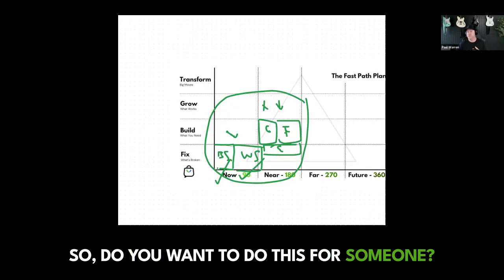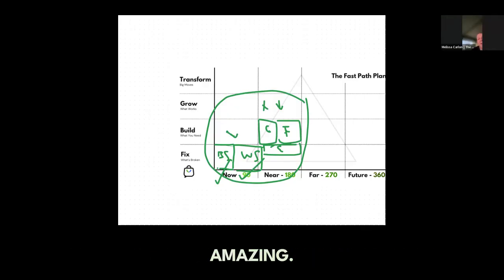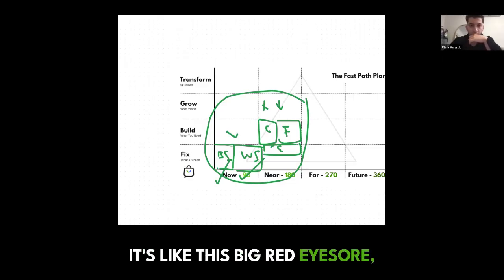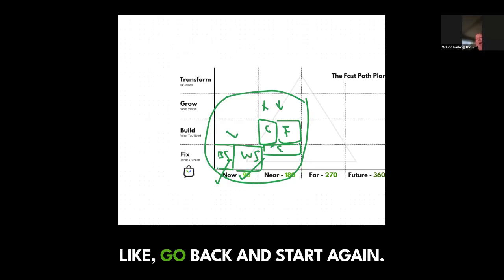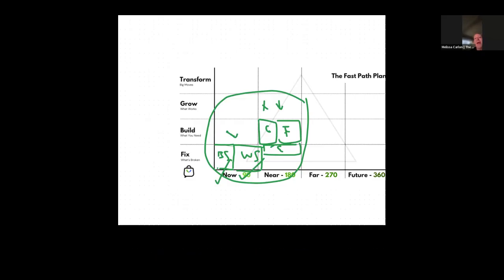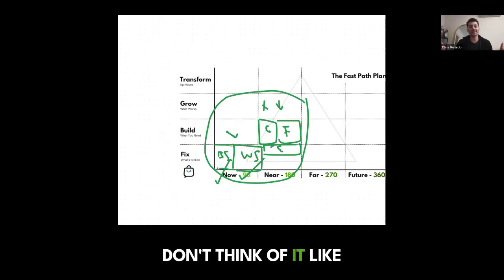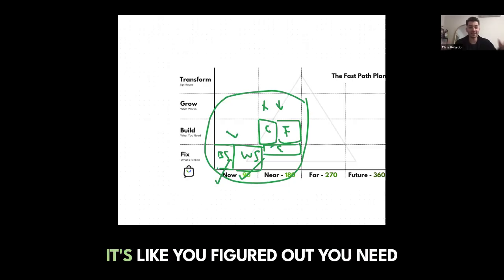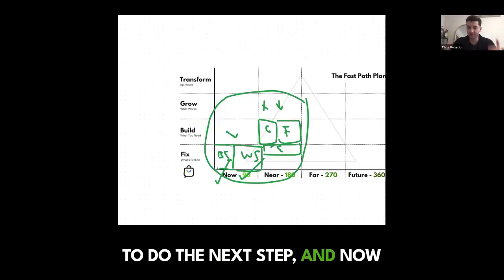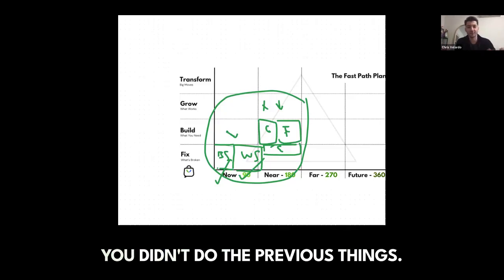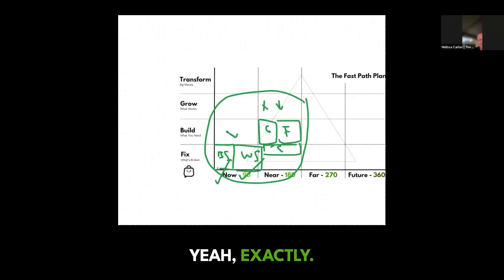Do you want to do this with someone? Has that been helpful, Mel? Amazing. Thank you. Yes. I know it's like this big red eyesore, and I'm just like, okay, I need to go back and start again. Don't think of it like a sunken cost with the whole starting again. You figured out you need to do the next step, and now you know the next step's there. You wouldn't have gotten here if you didn't do the previous things. Yeah, exactly. Thank you.